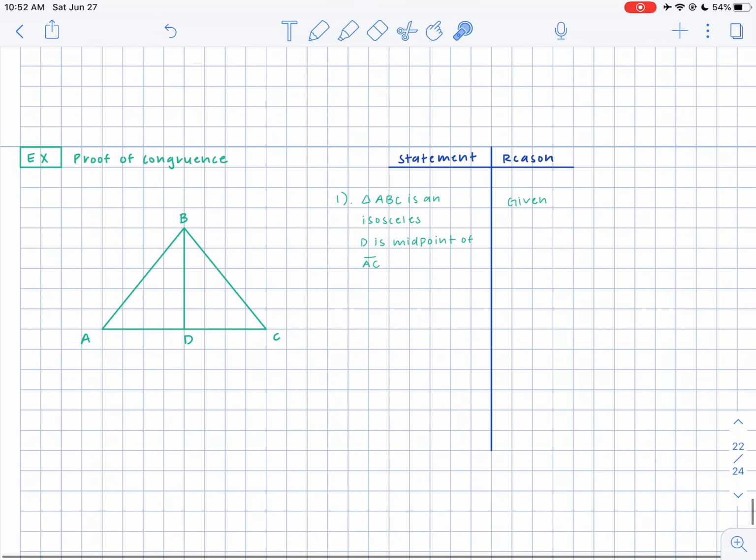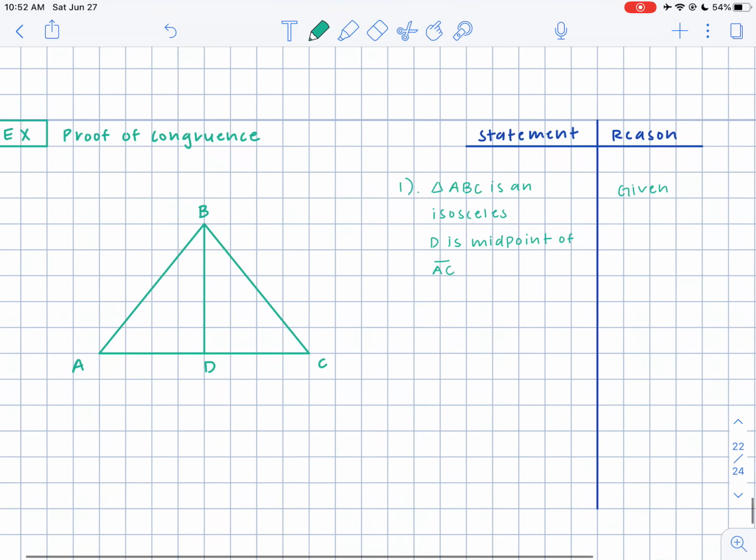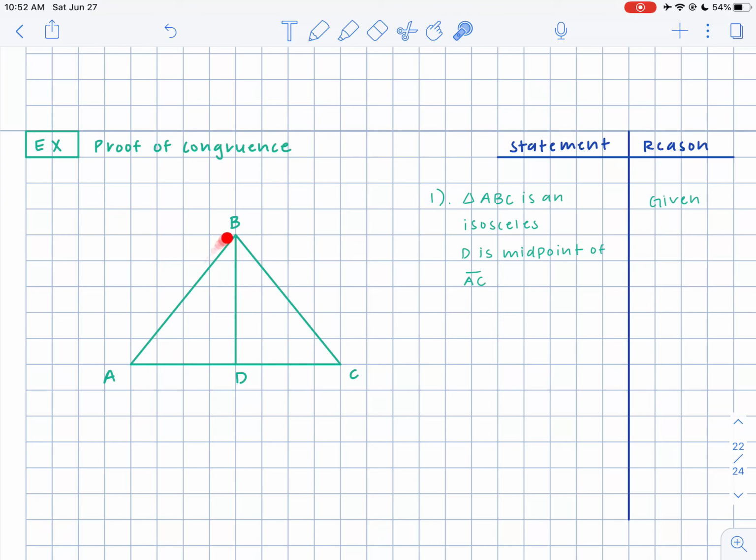Now let's take a look at our last example. We want to prove congruence of these two triangles, right? So what is already given? We're given that triangle ABC is an isosceles triangle. We're also given that D is the midpoint of AC. Okay, so here's our statements, and here it's given. Now remember, what is the significance of midpoint? Remember, a midpoint is in the middle of a segment, so it will divide the segment into two equal parts, those two equal parts being AD and DC.